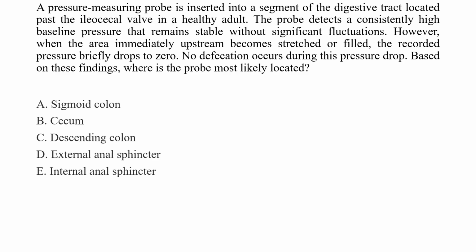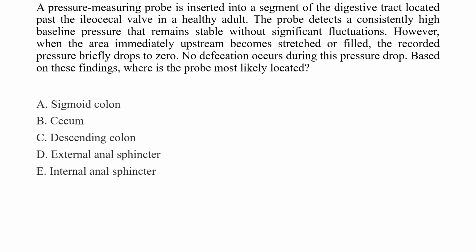A pressure measuring probe is inserted into a segment of the digestive tract located past the ileocecal valve in a healthy adult. The probe detects a consistently high baseline pressure that remains stable without significant fluctuations. However, when the area immediately upstream becomes stretched or filled, the recorded pressure briefly drops to zero. No defecation occurs during this pressure drop. Based on these findings, where is the probe most likely located?